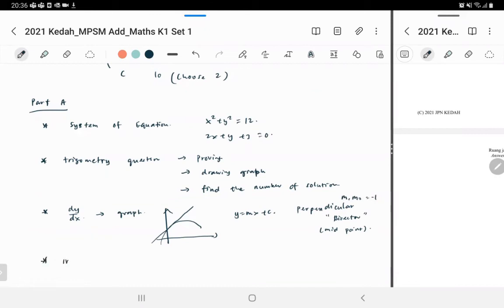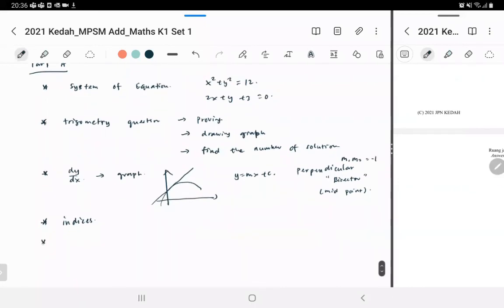And also indices, logarithm, those chapters in Bahagian A. It might be AP or GP also. Both AP and GP you need to know how to do, because from the state paper, if paper 1 is AP, paper 2 will be GP, or the other way around. So you will need to know how to do both of them, AP and GP.